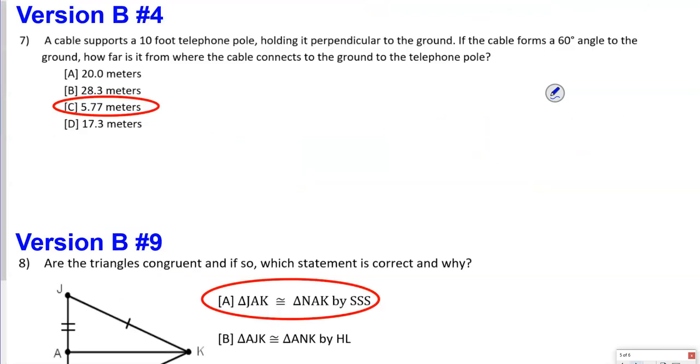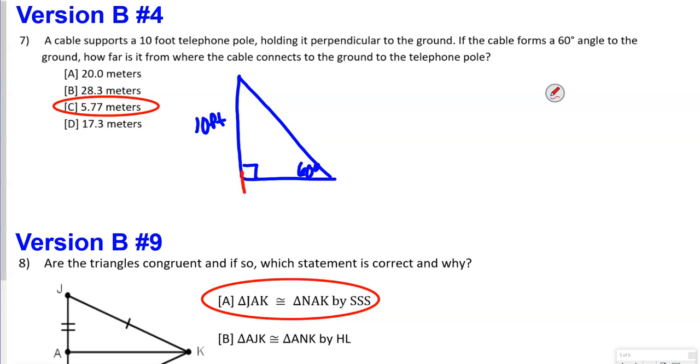All right, so the next one says a cable supports a 10-foot telephone pole holding it perpendicular to the ground. So we got a 10-foot telephone pole, and it's perpendicular to the ground, so we know there's a right angle there. If the cable forms a 60-degree angle to the ground, so that means there's a 60-degree angle there, right? How far is it from where the cable connects to the ground to the telephone pole?